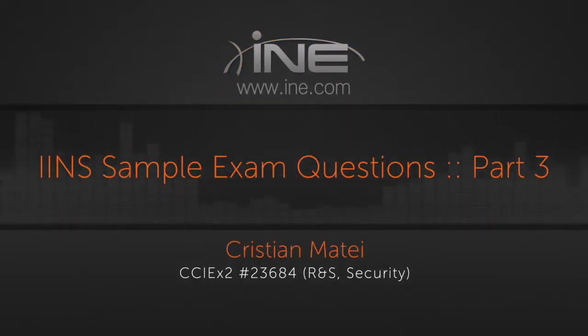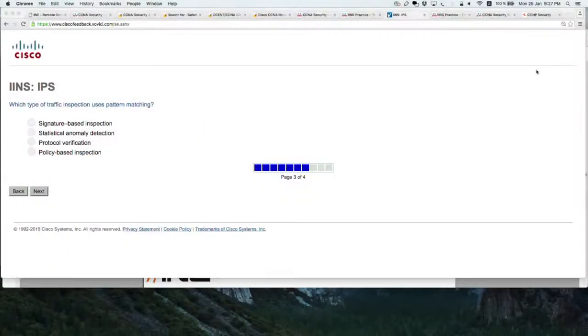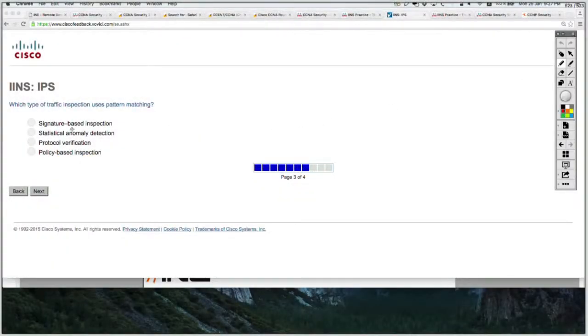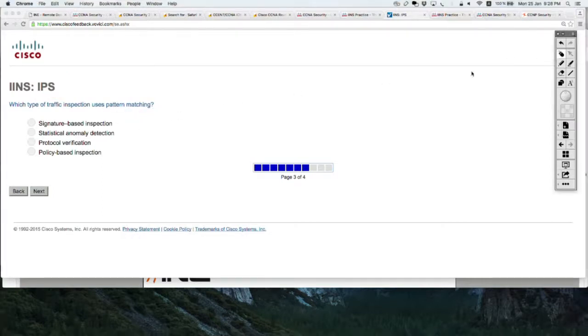Which type of traffic inspection uses pattern matching? So in here, it says, which type of traffic inspection uses pattern matching? This means that this is an IPS question, we know that. And pattern matching should be signature-based inspection, because if the inspection looks up a specific pattern, it means that it's about a signature. But let's speak about the other options.